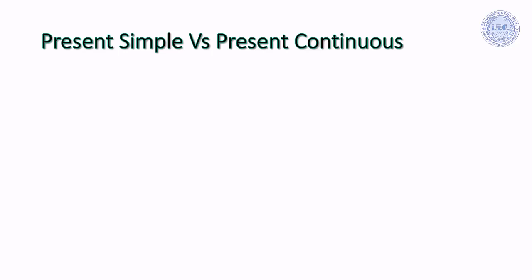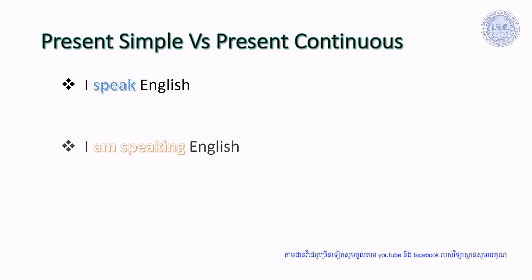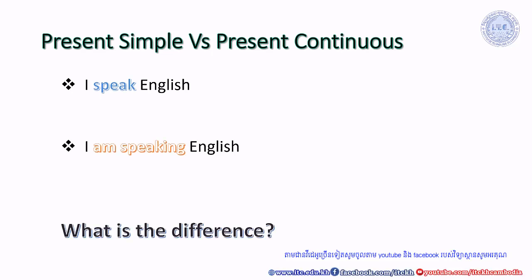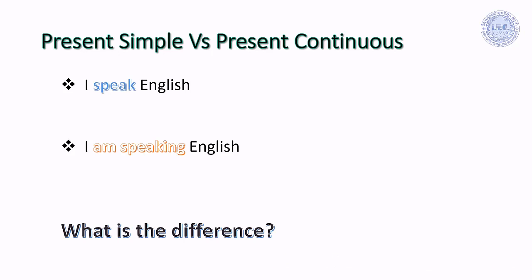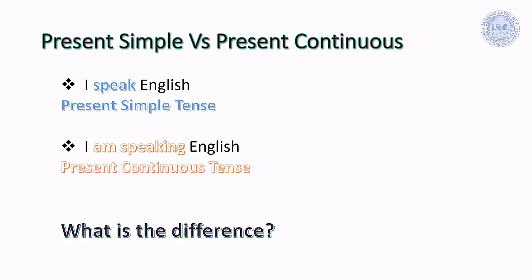Present simple and present continuous. There are two sentences here. I speak English and I am speaking English. What is the difference between these two sentences? So I speak English is in present simple tense. I am speaking English is used in present continuous tense. So when do we use present simple and when do we use present continuous? Let's look at each one.